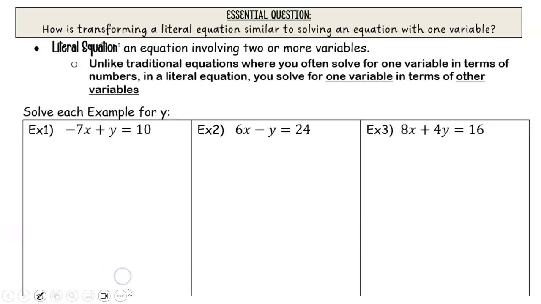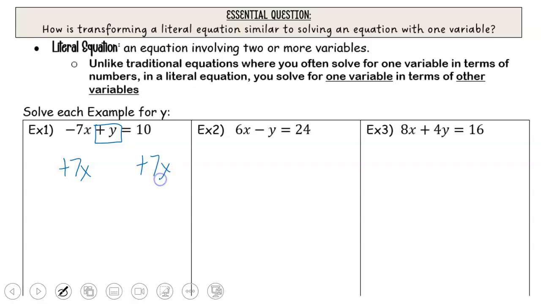So I always tell kids whatever letter we're trying to isolate, we're going to leave that one alone. So at the very beginning, we want to say, okay, how can I get y all by itself? Well, I need to move the negative 7x. And to move a negative 7x, we would just add 7x to both sides. And now I would have y equals a positive 7x and a positive 10. And I have met my goal.